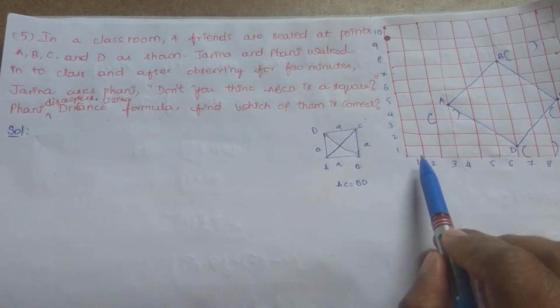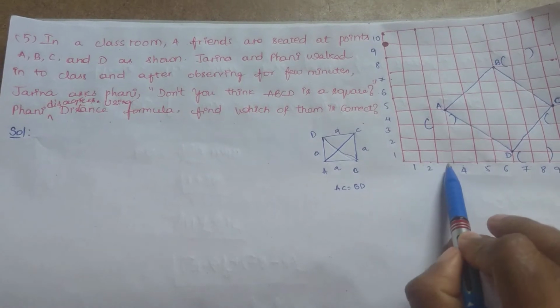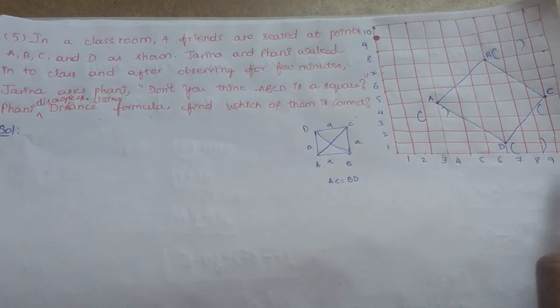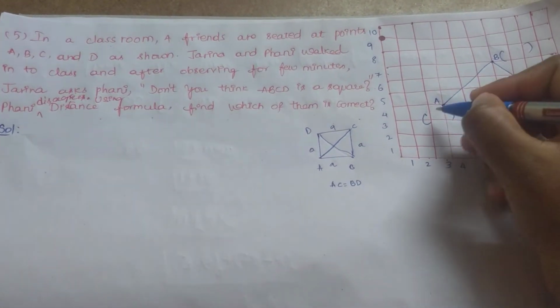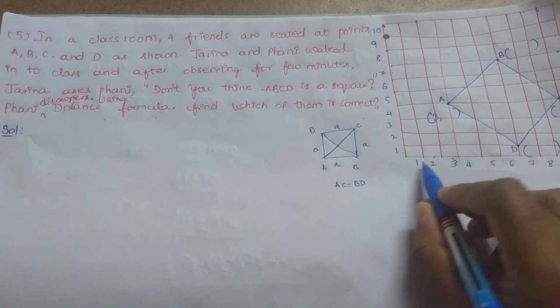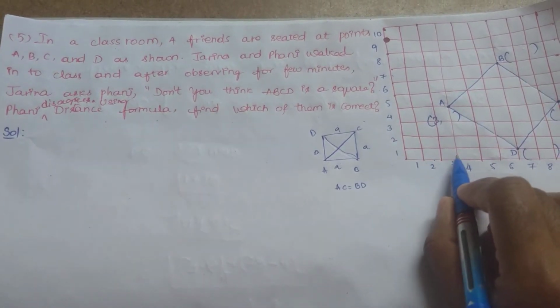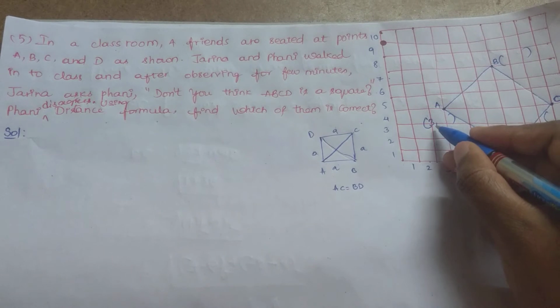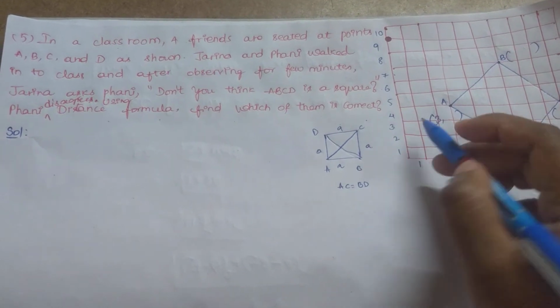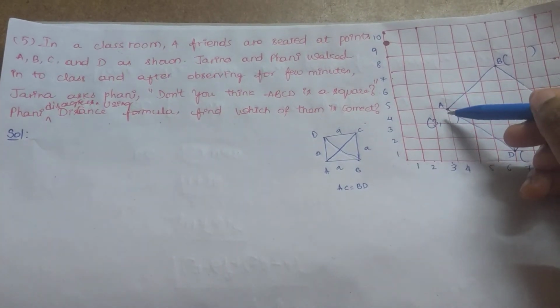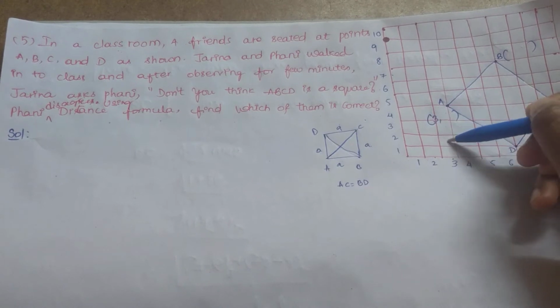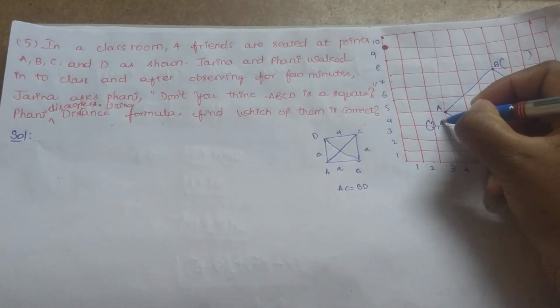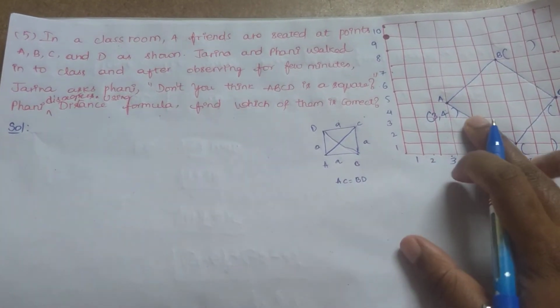So for point A, when you consider this as the x-axis, what will the x coordinate be? Here 3 boxes are there, 1, 2, 3, so the x coordinate will become 3. What will be the y? Vertically 1, 2, 3, 4. So the y coordinate will become 4. So the point will be 3, 4.